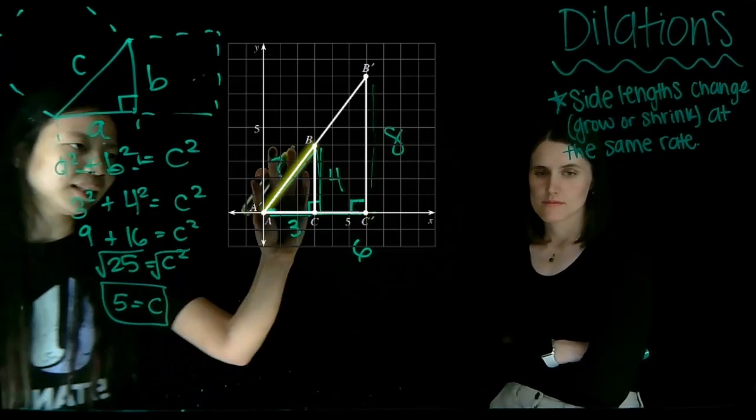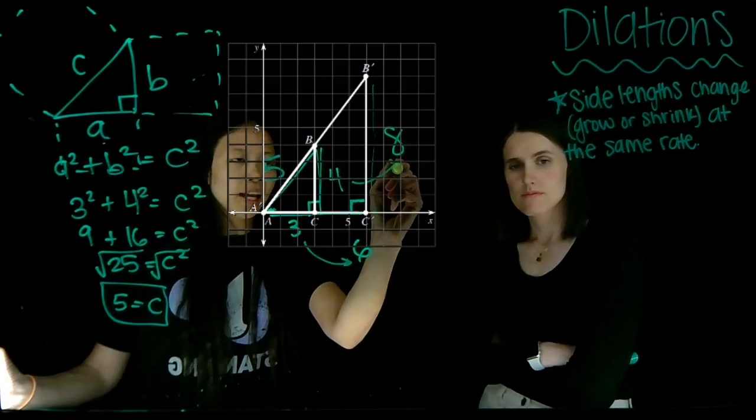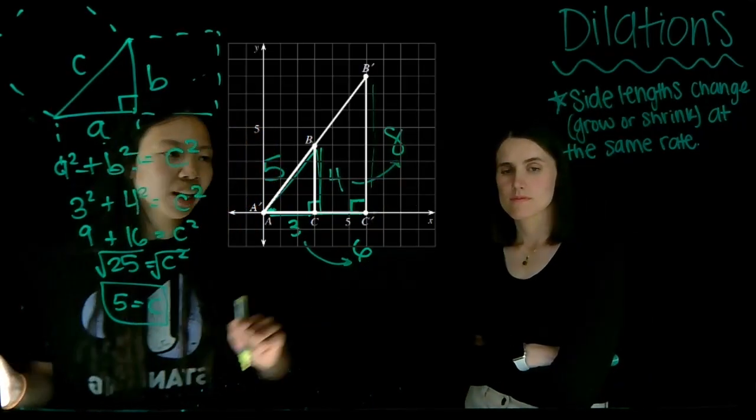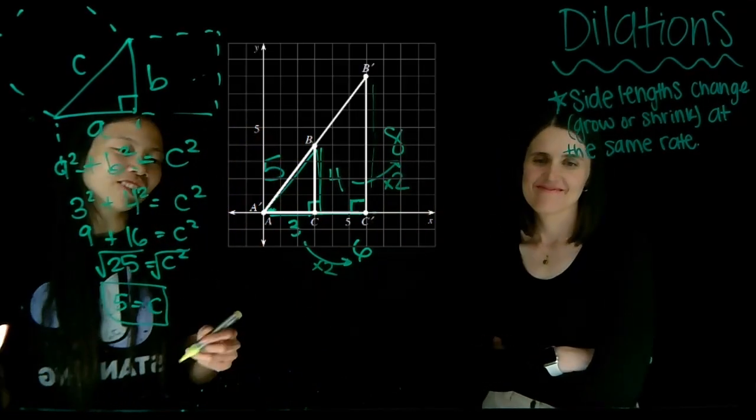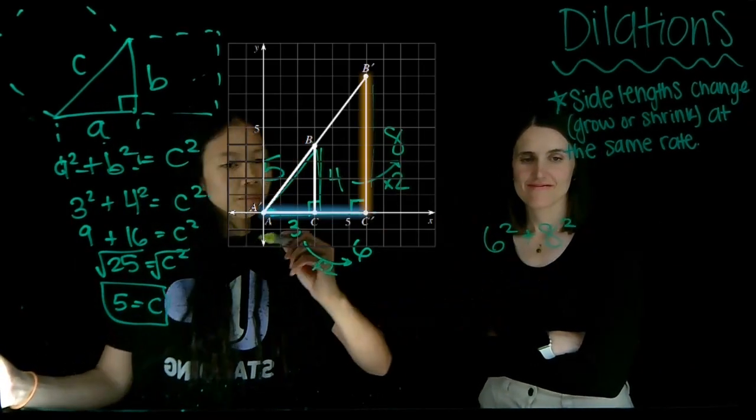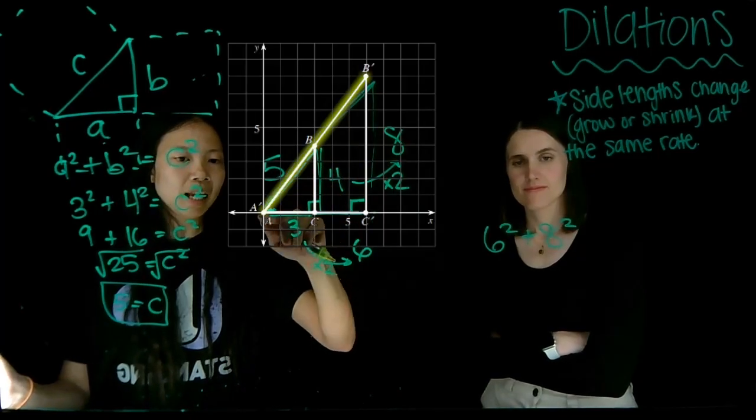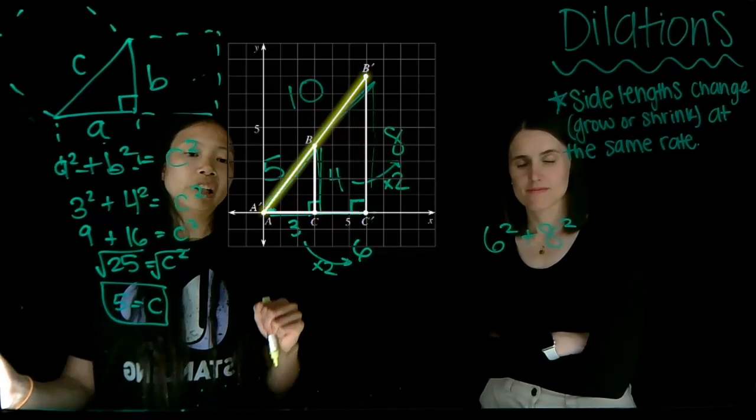So we know that this length is 5, and hopefully we can see a pattern here. 3 to 6, 4 to 8. Maybe you're screaming at the computer now, it's just multiplied by 2. And so I don't have to go through the Pythagorean Theorem again with 6 squared and 8 squared. I mean, I could, but because I know that all the sides are multiplied by 2, then I know that this hypotenuse from A to B prime is also multiplied by 2. I know that is a length of 10.